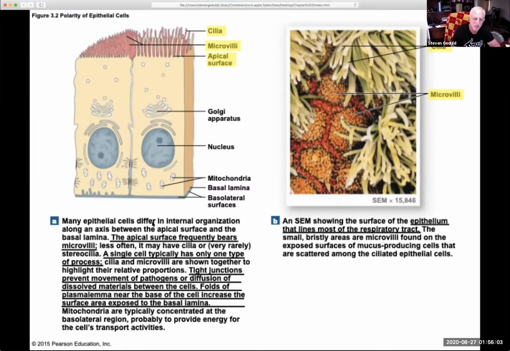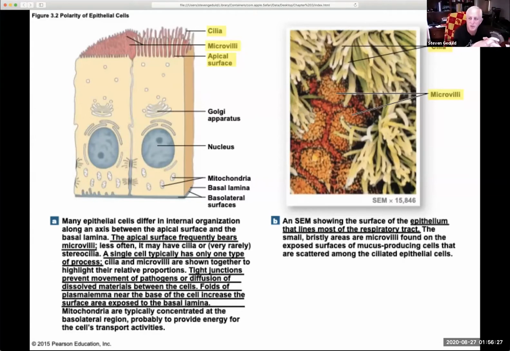Tight junctions, these are the junctions right here between the cells, hold those together. The folds of the plasma lemma right down here allow an increased surface area to the basal lemma, to help increase the attachment between the cells and the basal lemma to help hold that together. Okay, maintain the integrity of epithelium.